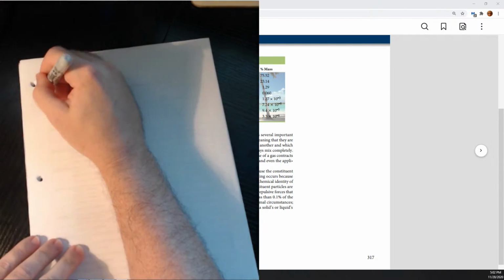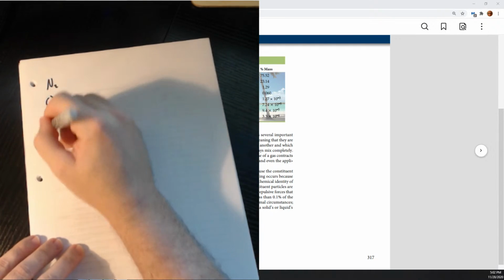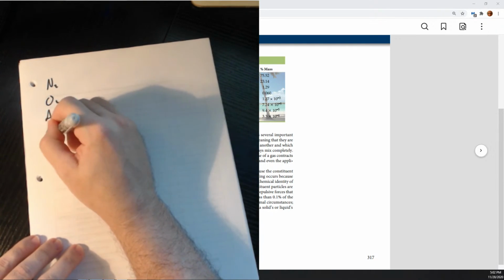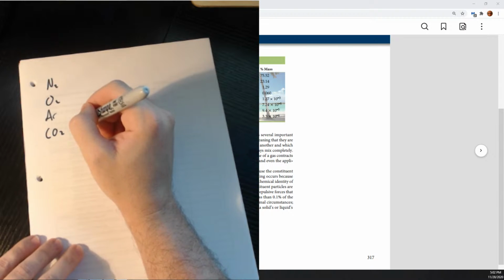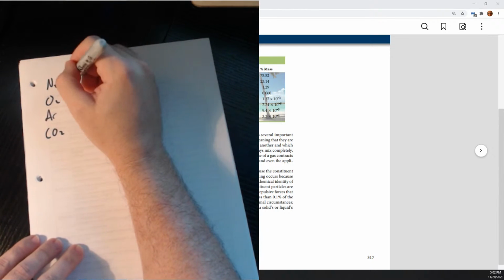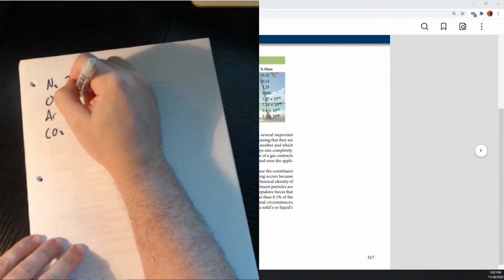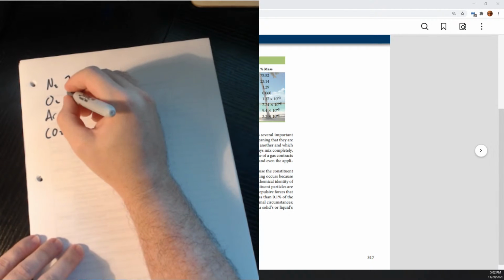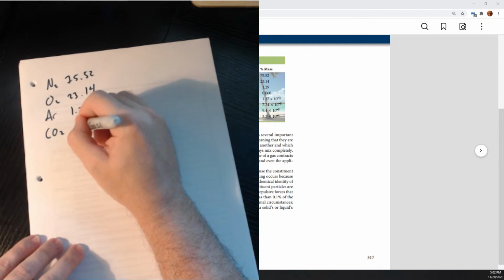So we have nitrogen, oxygen, argon, carbon dioxide. We can stop there. The others are so insignificant. 0.00127%. Yeah, I'm just going to go ahead and stop there. The others are not going to contribute. So let's see, that's 75.52, 23.14, 1.29, and 0.060.